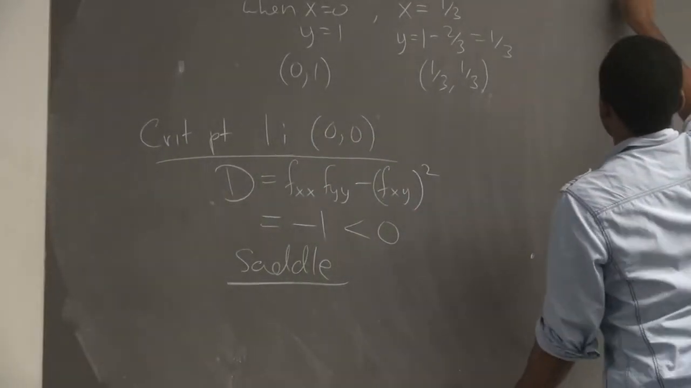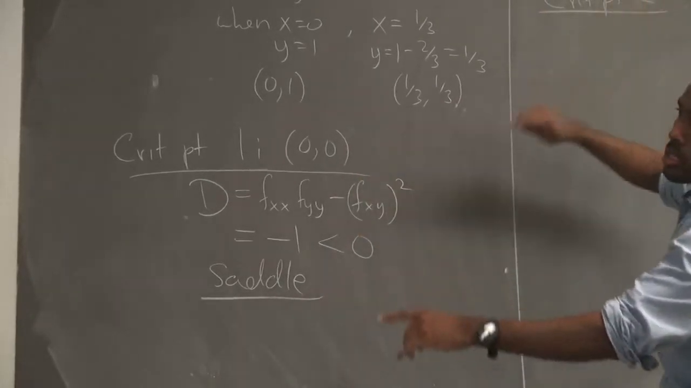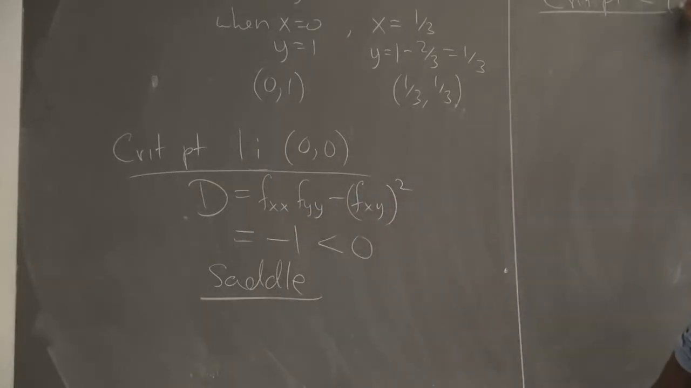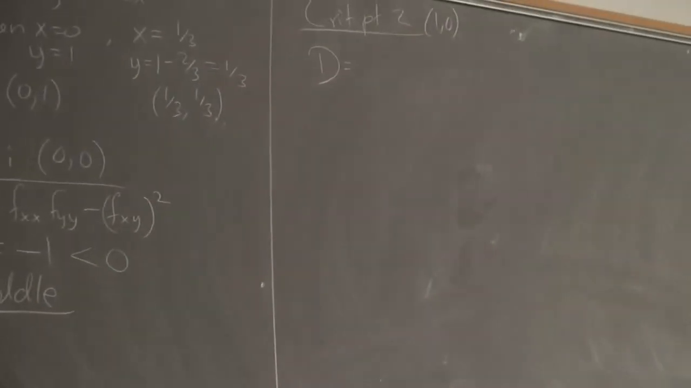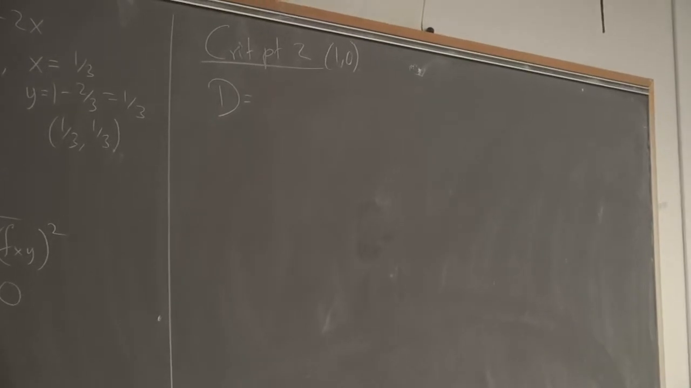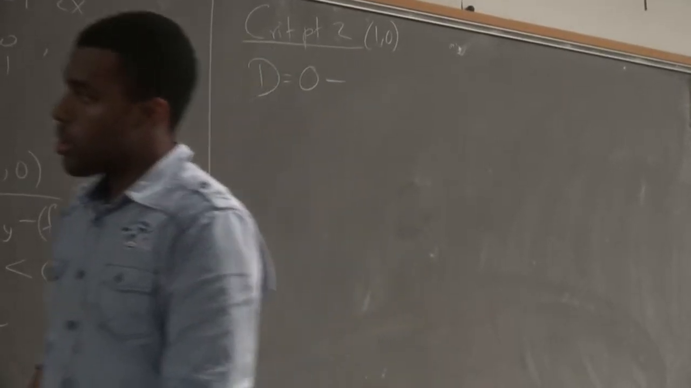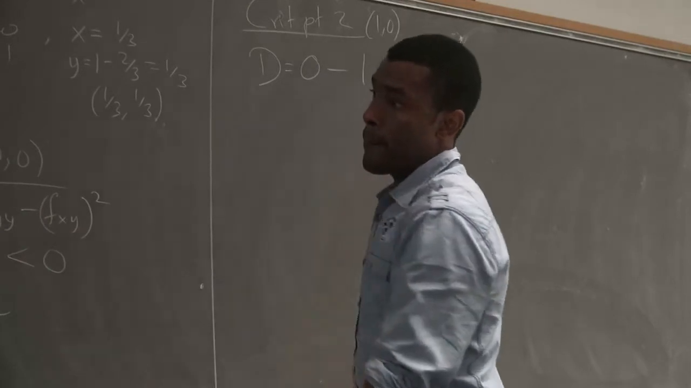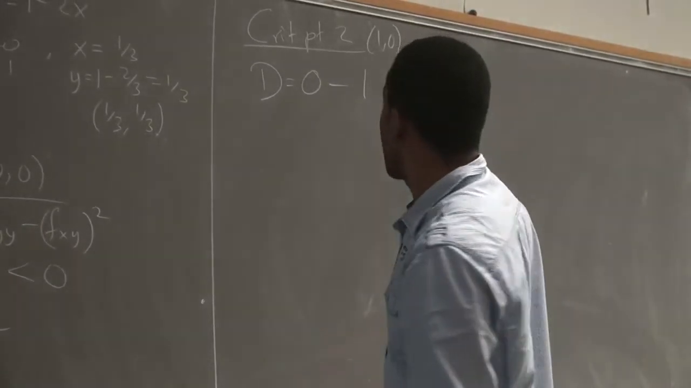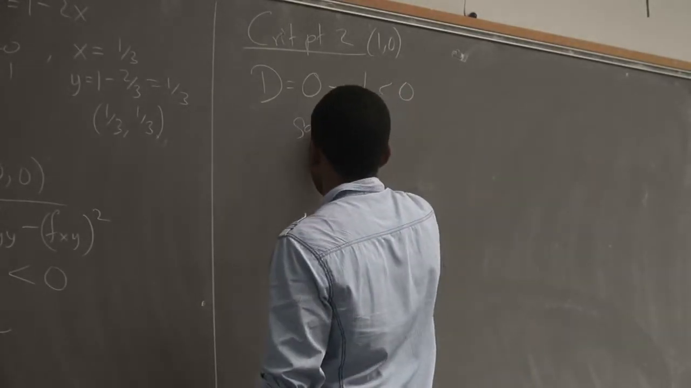If I look at critical point 2, which I can take to be 1, 0, and D is equal to, I plug in, that would be 0 and minus 1, that would be -1. Yeah, -1 is correct. So that's less than 0, so that's also a saddle.